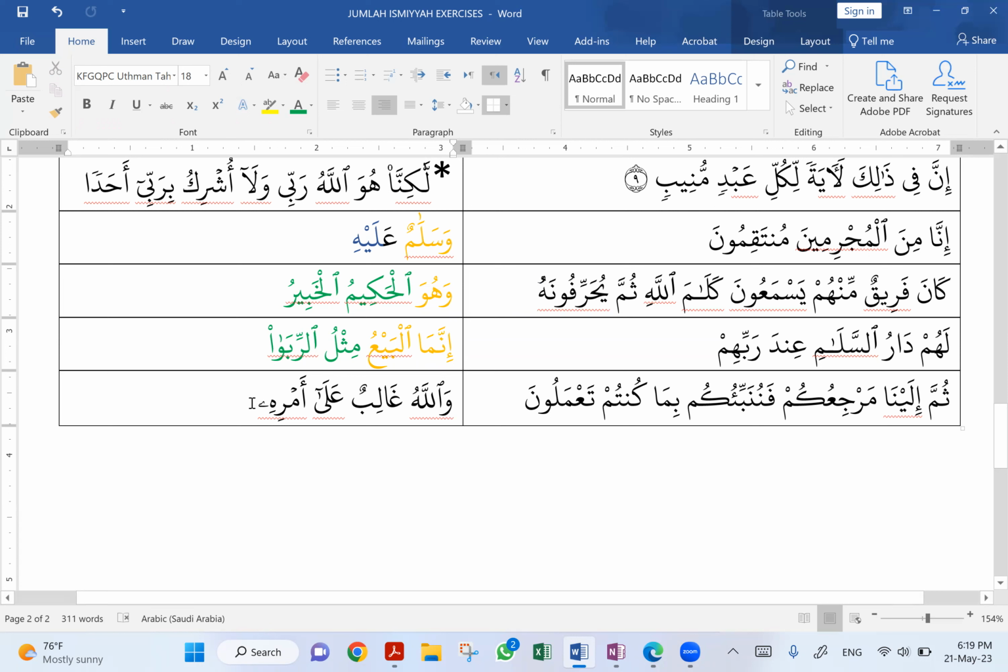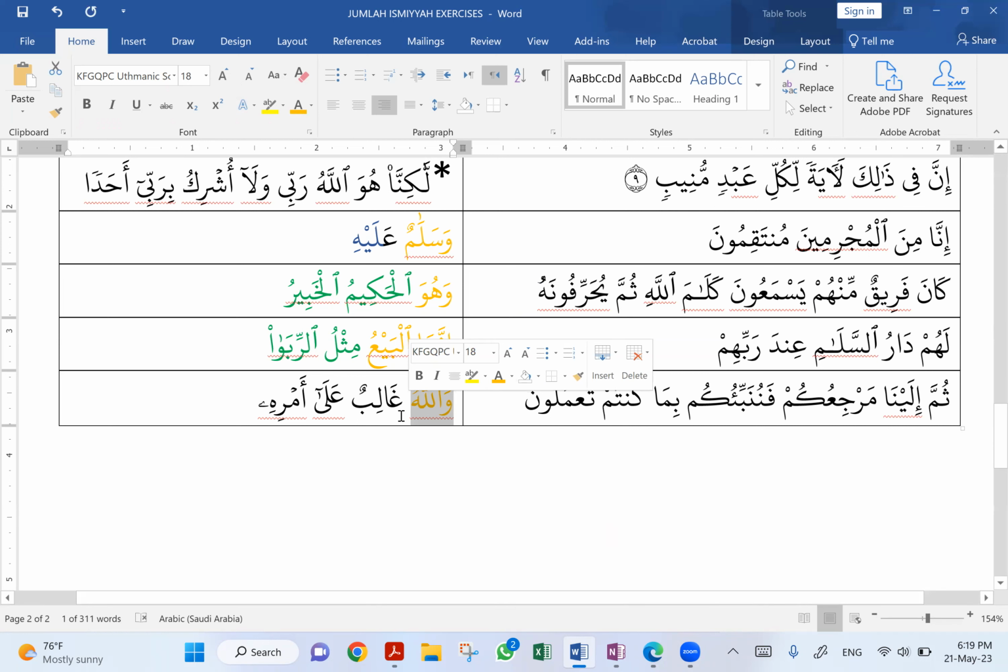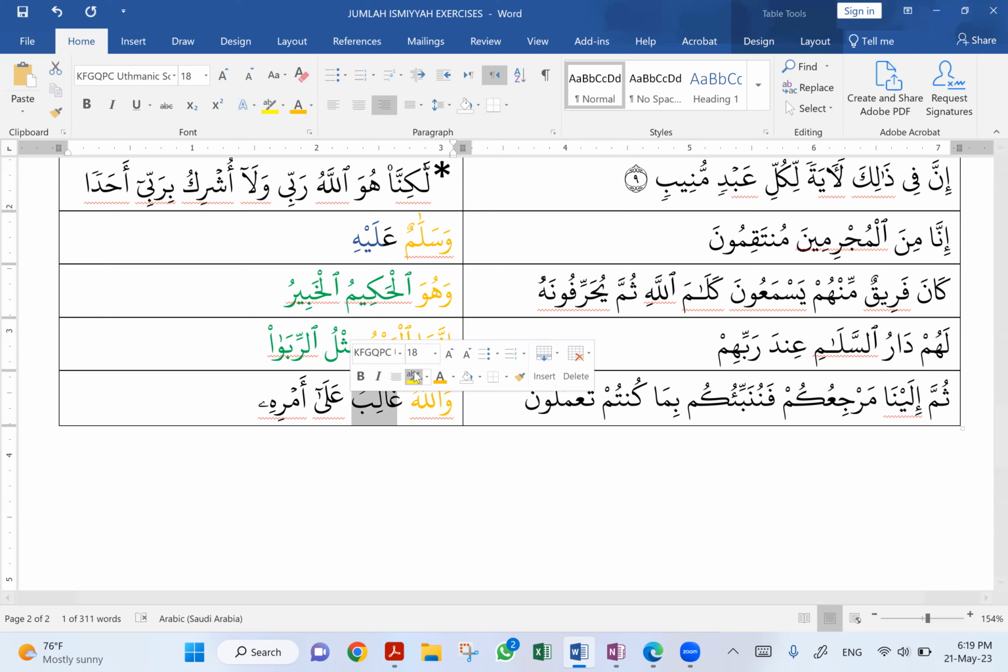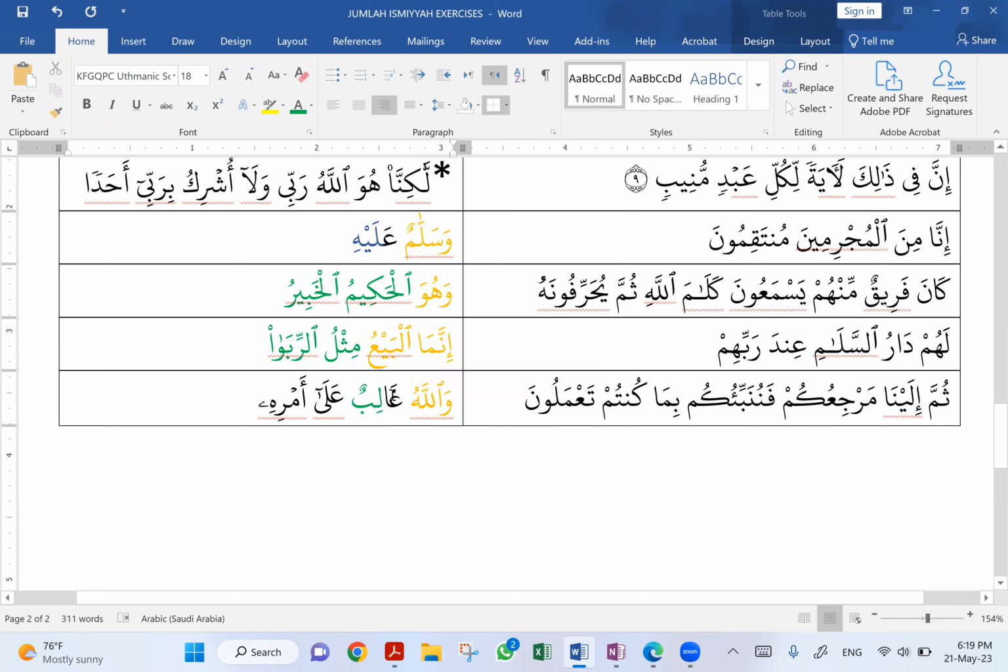Wallahu ghalibun ala amrihi. Do you think Allah is a mubtada? So the lafz al-jalala will be the mubtada. Ghalibun is khabar, and ala amrihi is harf jar plus jar majroor plus mudaf ilayhi. That is MBK.